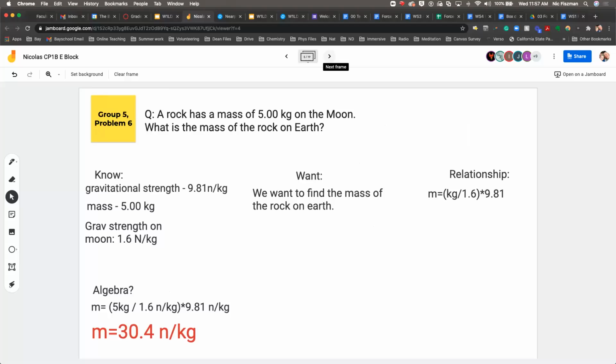Noel, what do you think? The mass stays the same because it's not affected by gravity. The mass is the same because it's not affected by gravity, right?